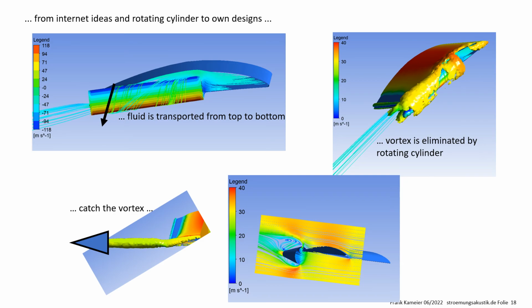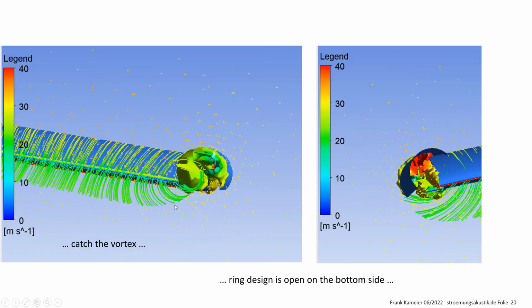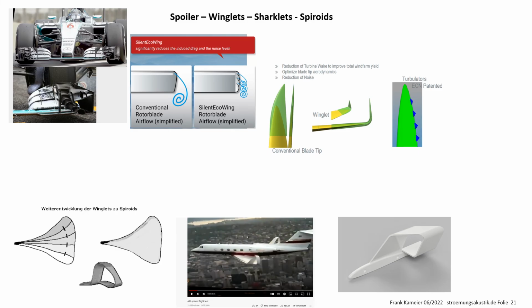And I tried to influence my tip vortex with very simple CFD simulations. I named it Catch the Vortex. I used a cone, a closed cone, an open cone similar to this French idea, and a wing which I opened on the bottom, but still the vortex is there, so Catch the Vortex did not work so well.